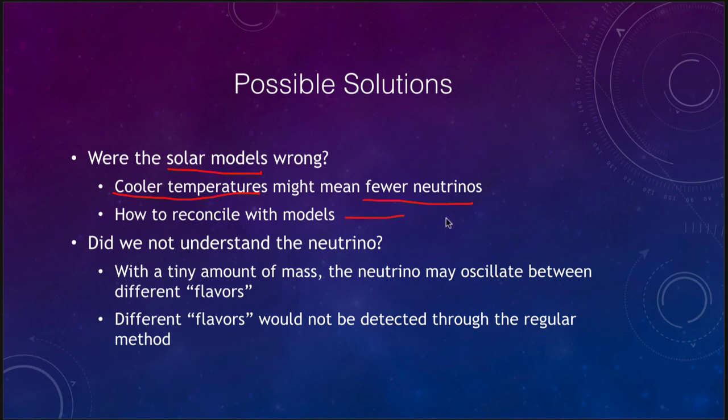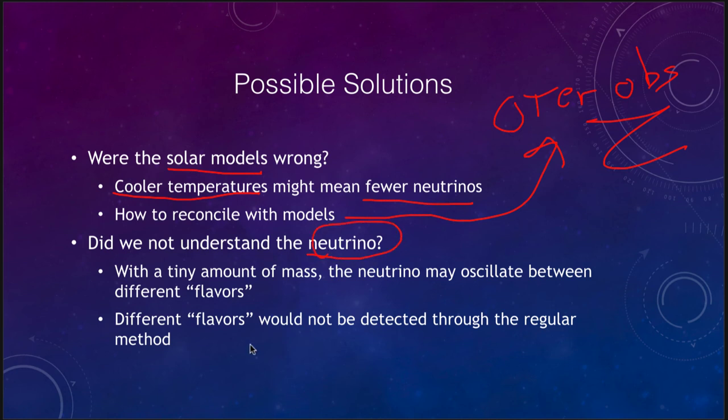The problem is, how do we reconcile all of this with the other observations, which seem to fit the models that we were using? If we used cooler temperatures, then that would throw off all of our other models. And while we might fit the neutrino observation, we would not fit the other observations. So could the interior of the sun be cooler than we otherwise expect? The other possibility was, did we not understand the neutrino? What we find is that with a very tiny amount of mass, it was determined that the neutrino could oscillate between different flavors. And in fact, there were three of these.